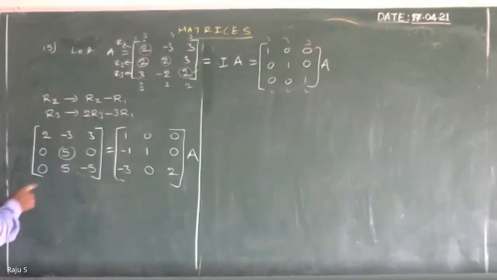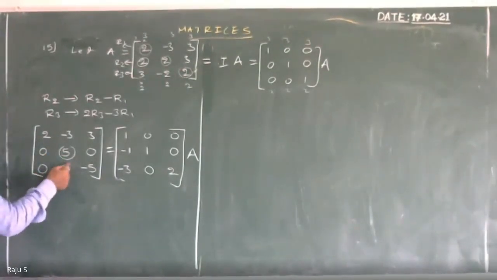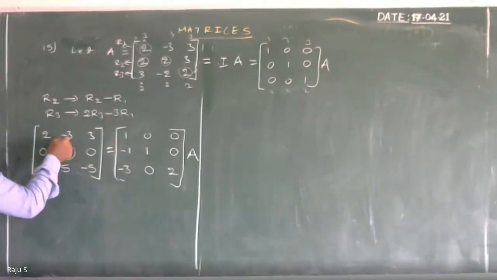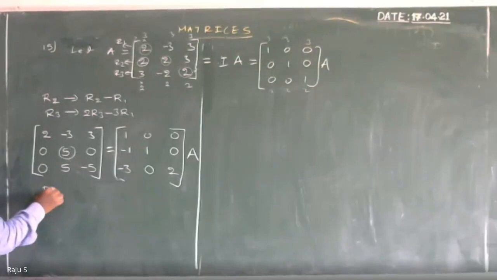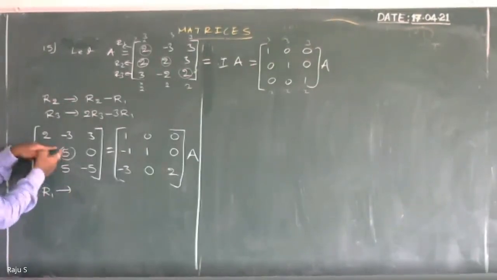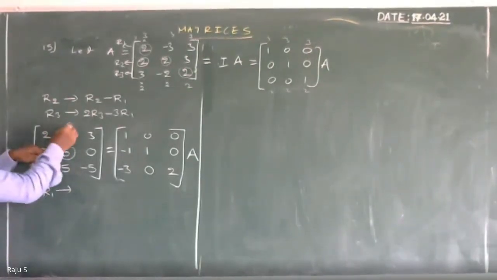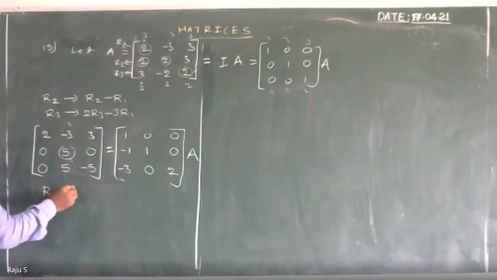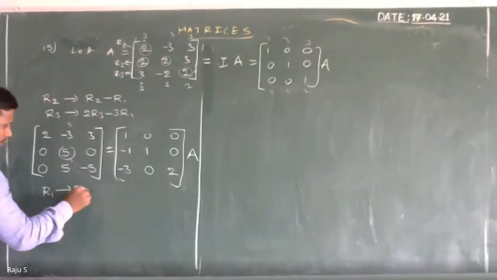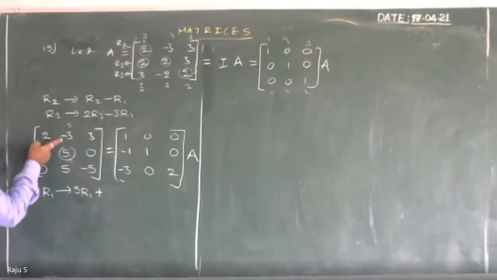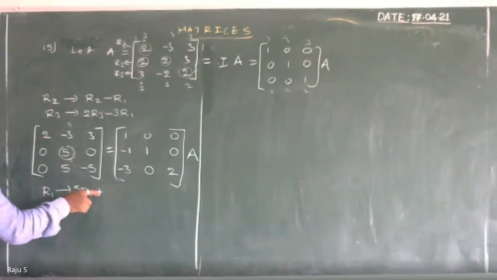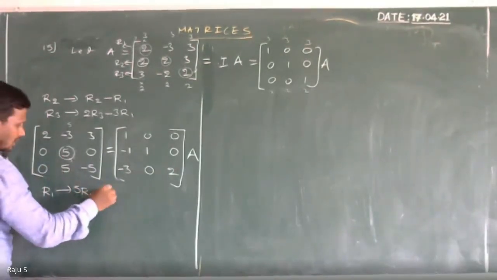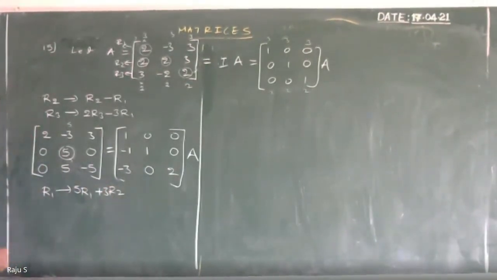So R3 minus R2, this element becomes 0. But how can you make this minus 3 into 0? So minus 3 belongs to R1. R1 tends to, how much can we multiply here? Multiply 5 here, multiply 3 here. So 5 into R1 plus, since opposite signs are there, whenever it is opposite signs, just keep plus. So then 3 into R2, 5.